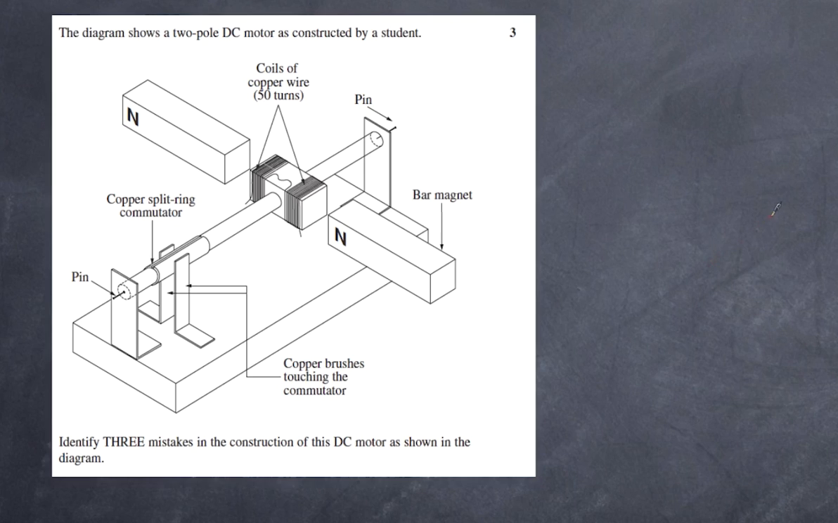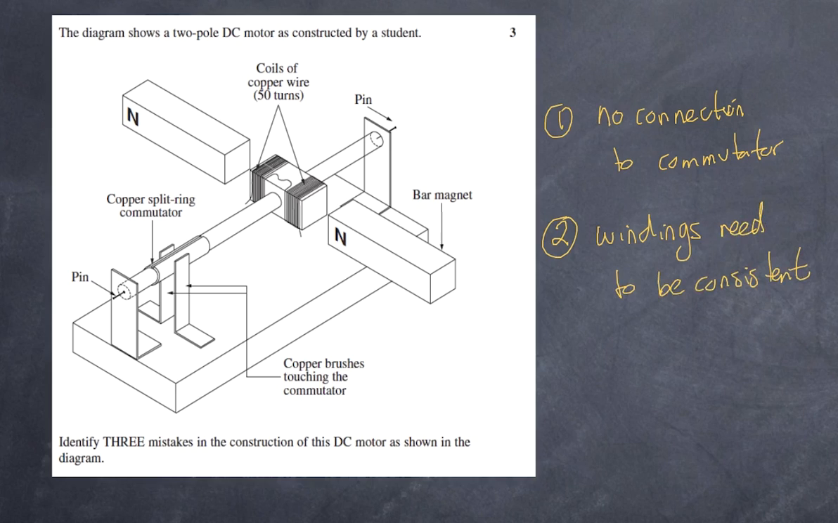Well, the first thing to understand is that we need a motor here that has a coil and it needs to be connected to the commutator. So that's pretty easy. Number one, there is no connection to the commutator. So that's the first easy one. What's our second mistake? Well, when you've got this coiling around here, it must remain in the same direction on the other side. And if you look very carefully here, this wire is now going in the reverse direction. So any force that is applied on one side here will be counteracted by the wrong force on the other side. So number two, the windings need to be consistent. That's clearly the second mistake.